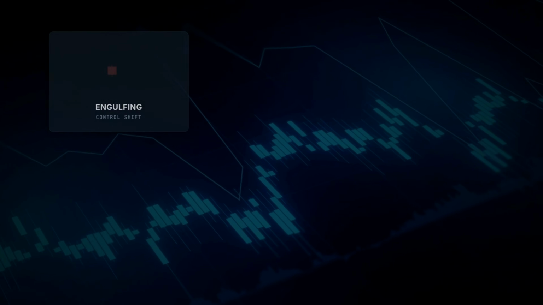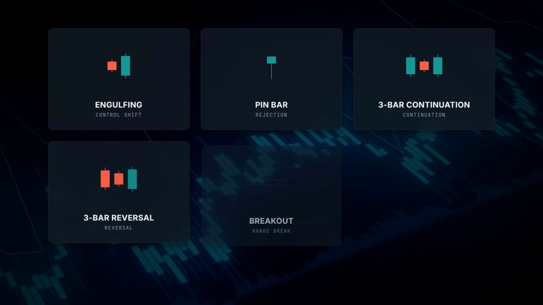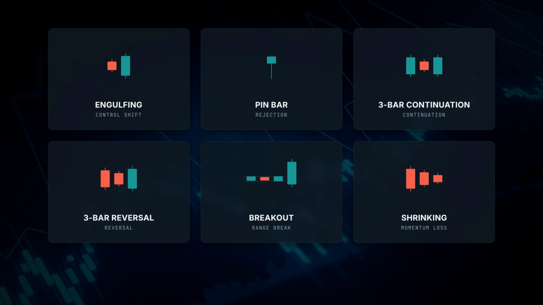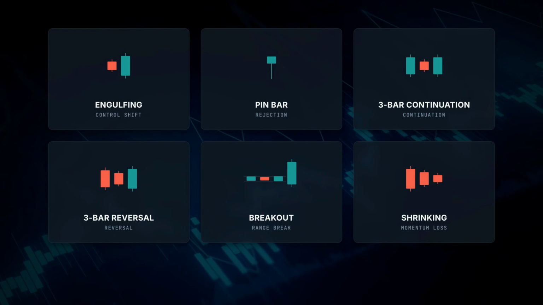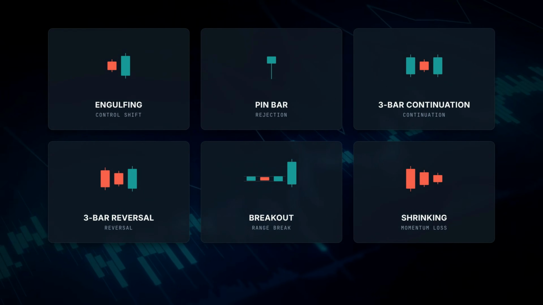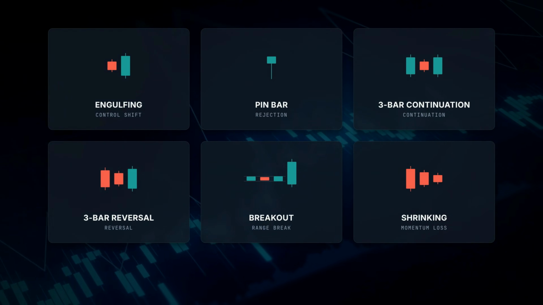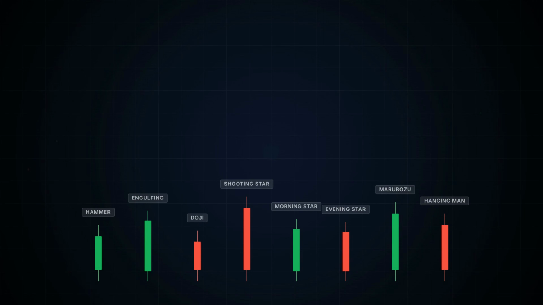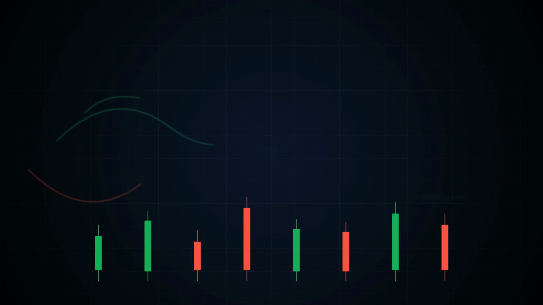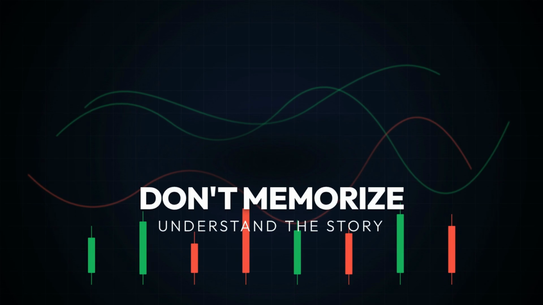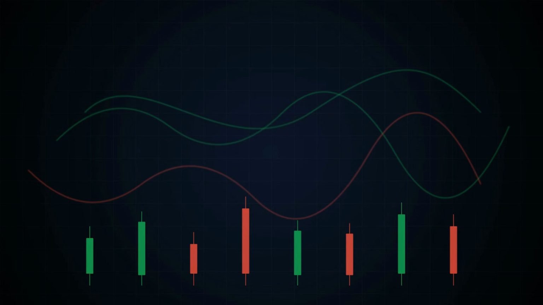Quick recap. Engulfing means a possible shift in control. Pin bar shows rejection. 3 bar continuation may support continuation. 3 bar reversal may signal a possible direction change. Breakout candle shows a range being broken. Shrinking candles show momentum weakening before a possible reversal. If you remember only one thing from this entire video, remember this. Memorizing the name of a candle is not trading. Understanding the story between buyers and sellers behind that candle is trading analysis.